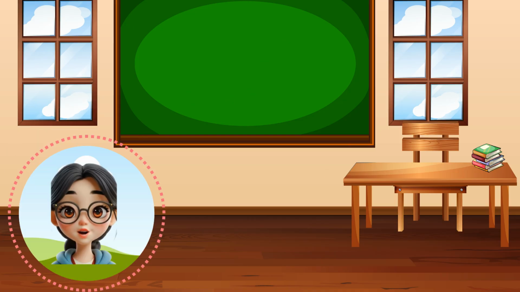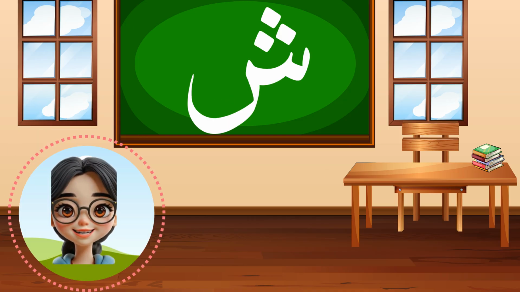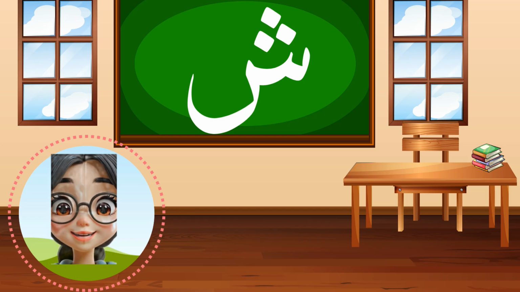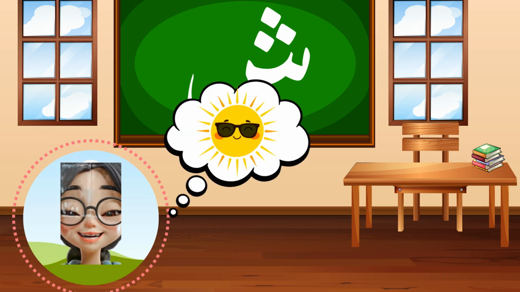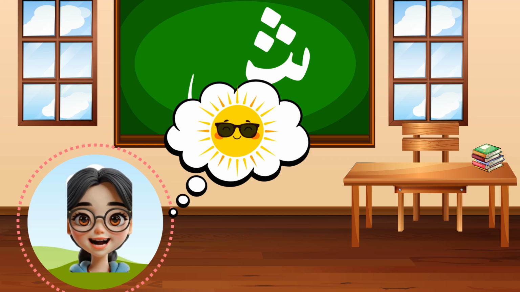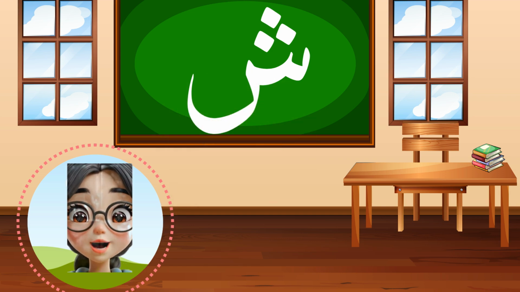Excellent. Next up is Sheen, which sounds like the sh in shoe. A shimmering star can help you remember this sound. Sheen is present in words such as shams, meaning sun. Repeat it after me. Sheen.